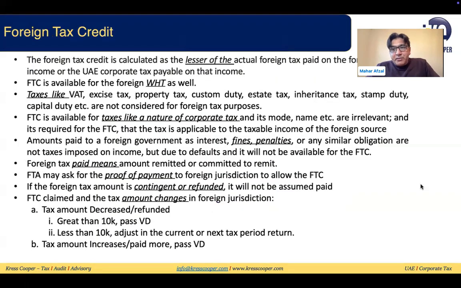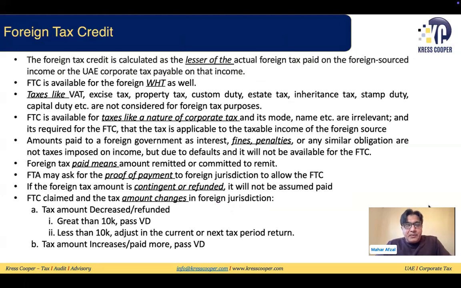These are some very important provisions related to the foreign tax credit. We always need to consider these provisions while claiming the foreign tax credit. The foreign tax credit is the lesser of the amount actually paid outside the UAE on the foreign source income and the tax due on the foreign source income. You can claim the foreign tax credit on the withholding tax as well. Some taxes like excise tax, property tax, customs tax, estate tax, inheritance tax, and stamp duty are not considered foreign tax for these purposes because these are not taxes on taxable income.